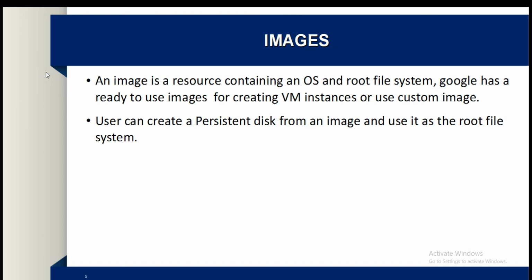Next is images. An image is a resource containing an OS and a root file system. Google has ready-to-use images for creating VM instances, or you can use a custom image. A user can create a persistent disk from an image and use it as the root file system. So an image is nothing but a resource that contains the operating system and the root file system for creating a virtual machine instance. In Google Cloud, different images are available, like snapshot, custom image, and machine image.